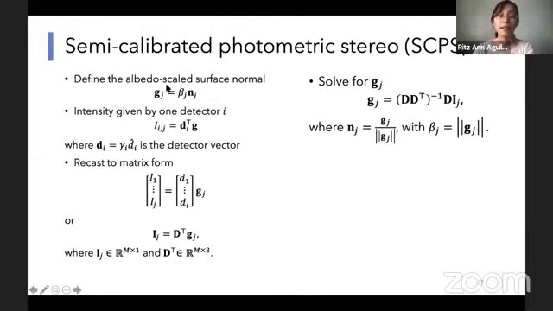After representing the albedo scaled surface normal, what you can do is to collect the intensity recorded by all detectors and recast that into a matrix form that looks like this. We solve for this variable here using matrix inversion, a linear least squares algorithm.